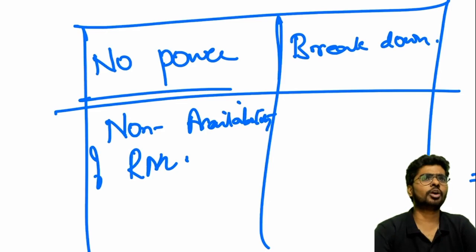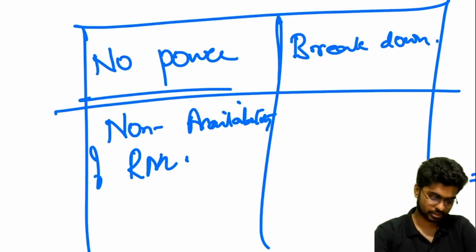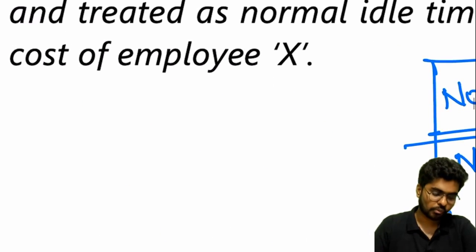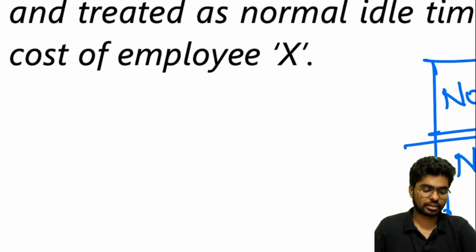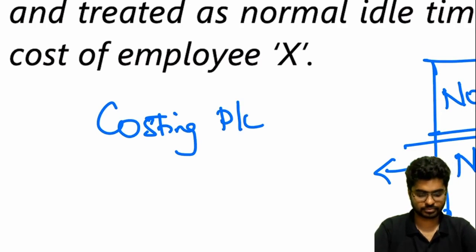What about floods? Is it normal or abnormal? Floods, normal or abnormal? Abnormal. Can you control floods? No, right? But it's abnormal in nature, right? Now, whatever is abnormal, this goes to costing P&L.